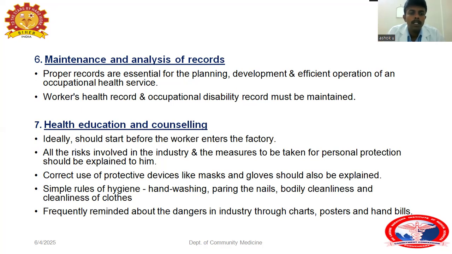Then there should be health education and counseling provided to the worker in the beginning. Ideally, it should start before the worker enters the factory. All the risks involved in the industry, the measures to be taken, and the personal protection should be explained to him. Correct use of protective devices like masks and gloves should also be explained. Simple rules of hygiene like hand washing, paring the nails, bodily cleanliness, and cleanliness of the clothes should be explained, and he should be frequently reminded about the dangers of the industry through charts, posters, and manuals.